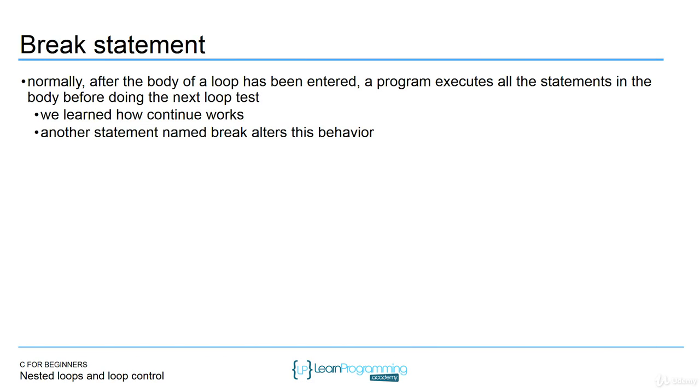The other case where you may want to do something weird in the loop is if you want to exit early. Normally, after the body of the loop has been entered, a program will execute all of the statements in the body of the loop for each iteration, and then it will check and jump out. And we know how the continue works, which is doing something a little different. It's skipping. There's another statement that can alter the execution of all the statements in the loop.